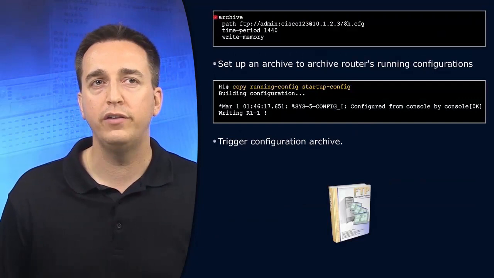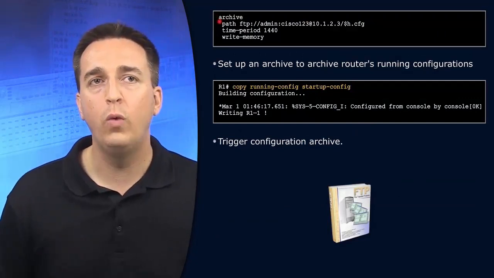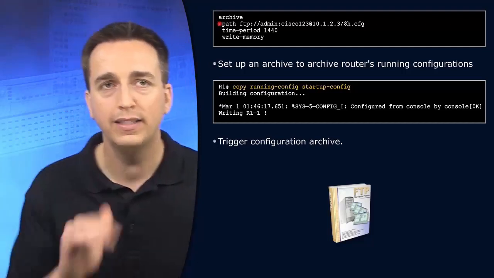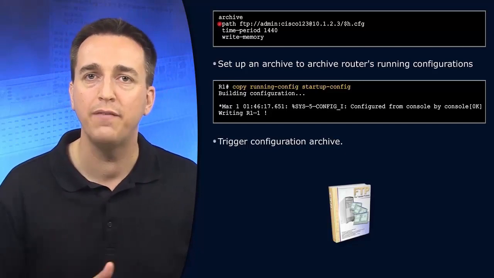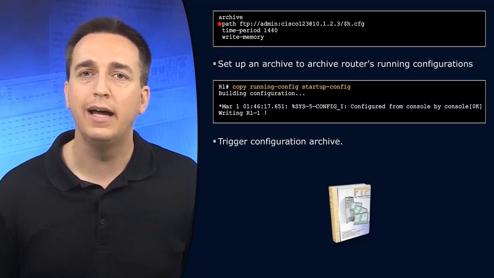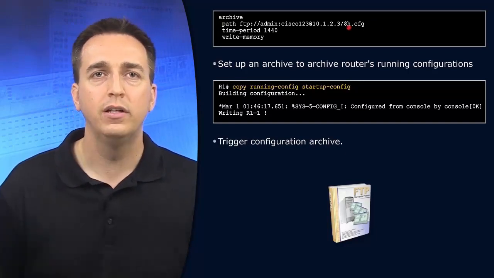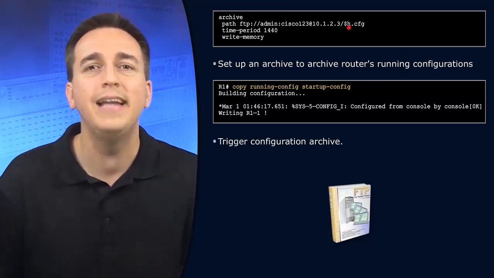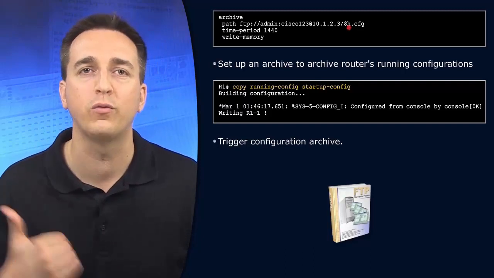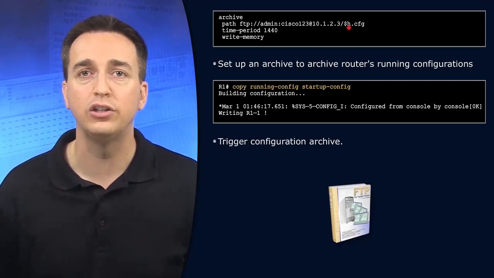Now, the archive feature allows us to specify where we are going to be sending those archives, those backups. And in this case, it's an FTP server. So we specified FTP, the username, the password, the IP address of the FTP server, as well as this $H. This is referred to as the host name. It's the naming convention for the file. So we're saying just use the host name of the router every time you generate an archive of the configuration.